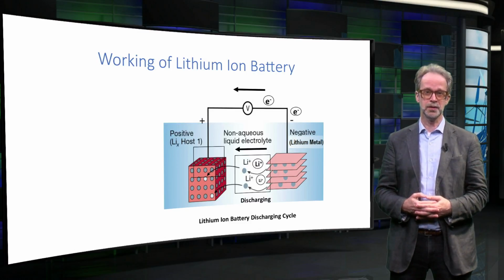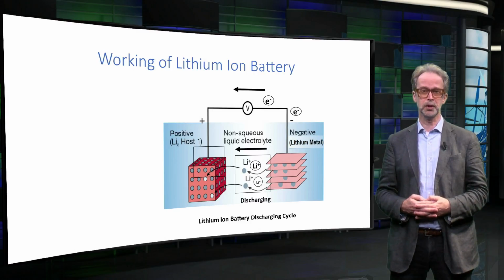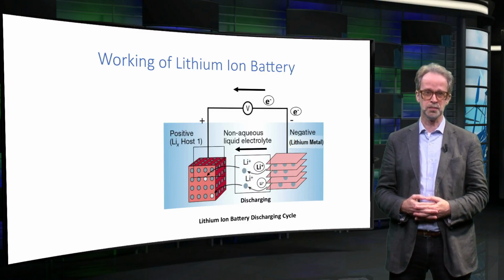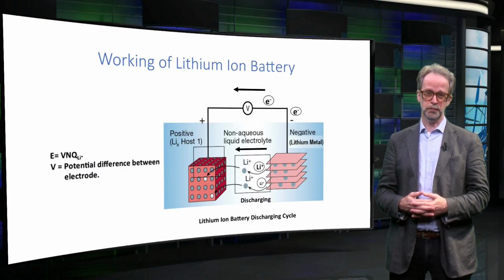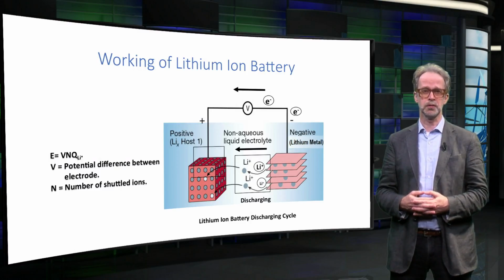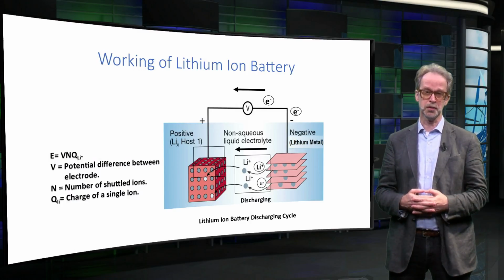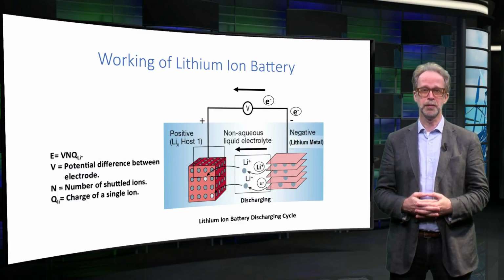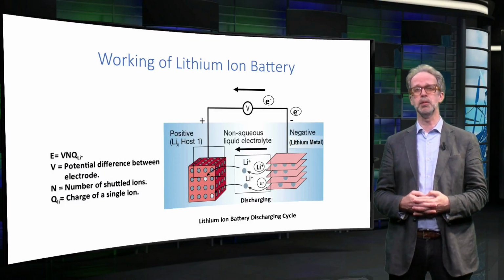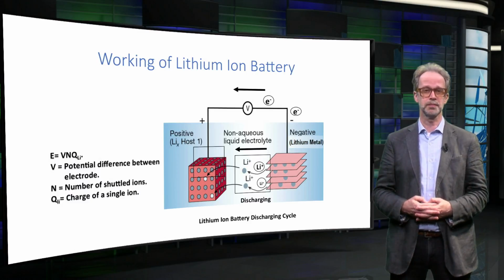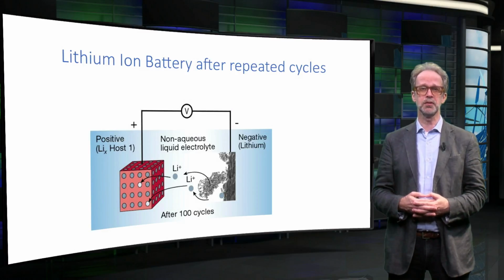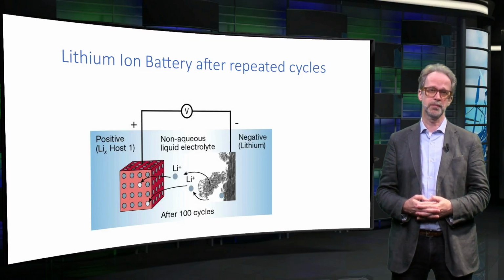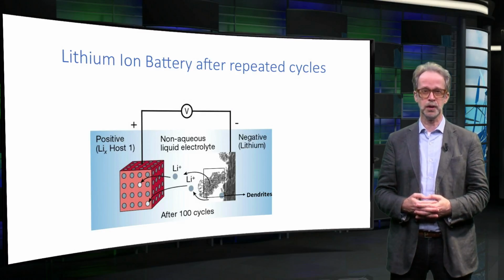The capacity of the battery is determined by the number of lithium ions that can be shuttled between the two electrodes. The stored energy equals the potential difference V times the number of shuttled ions times the charge of a single ion. The power of a battery depends on the current density that can be maintained at the electrode surfaces. Note that on repeated cycling, the metal electrode surface may form dendritic structures. This may create a short circuit within the battery, thus limiting the battery lifetime.